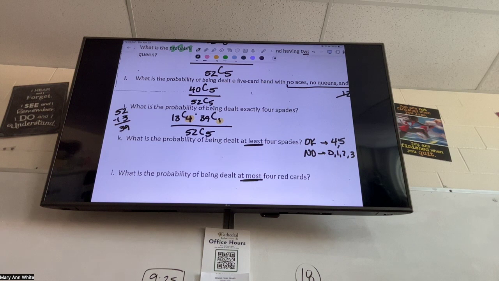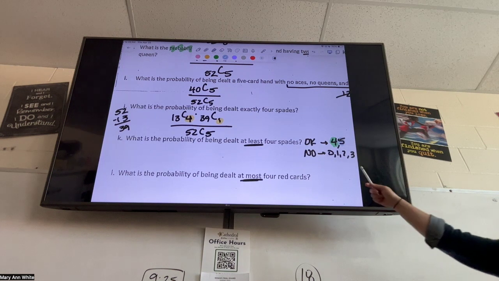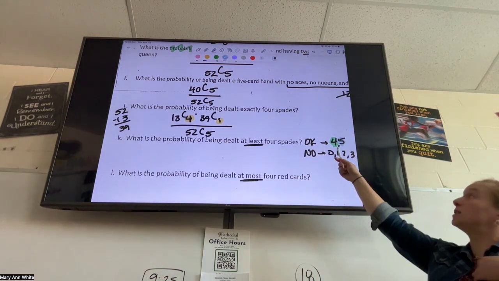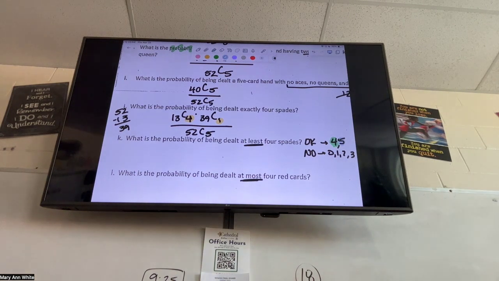This is like when we picked our candy from our bag, and we had to deal with one situation and then add that to another situation. We're going to do that here. We're going to figure out the probability that we get 4 spades, and then add that to getting 5 spades. The reason I listed the no's is whichever list is shorter, that's the one we're going to do. So this one's shorter, so we're going to do that one, okay?